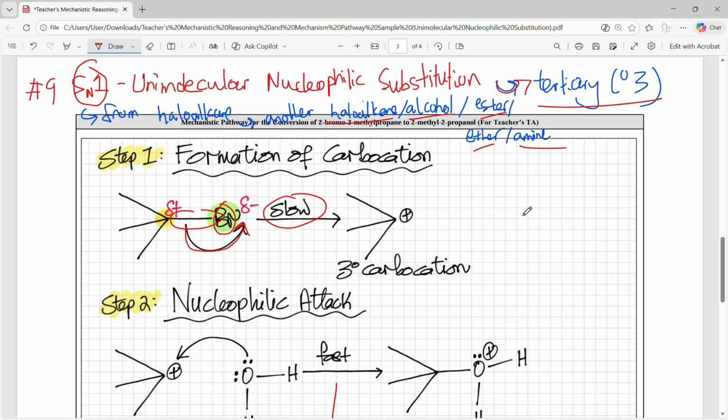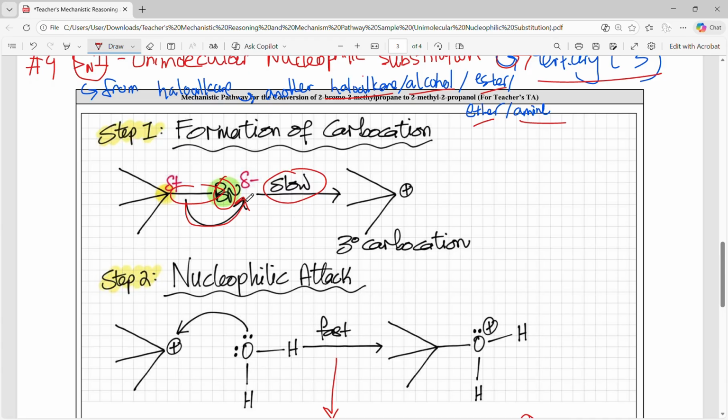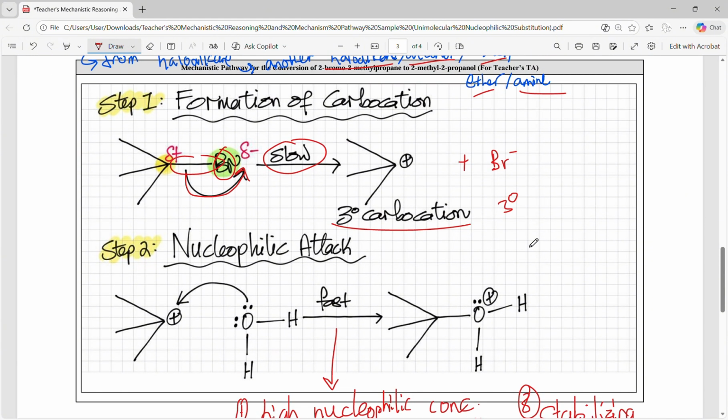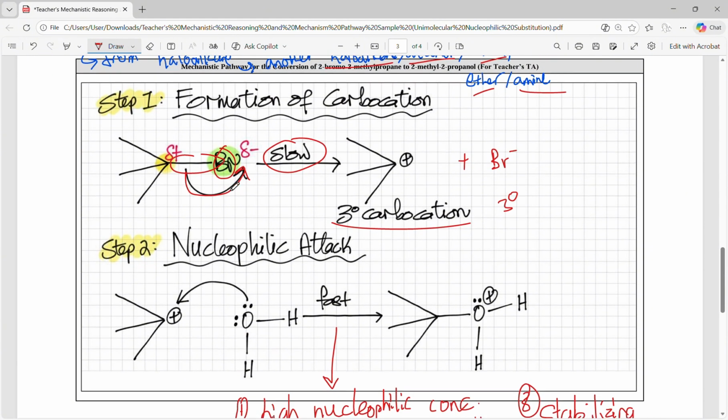And as the bromine atom leaves the substrate, a tertiary carbocation is formed, and also a bromide ion. And this formed tertiary carbocation is stabilized by the neighboring methyl groups through hyperconjugation, which increases the stability of the carbocation. And this stabilization is why tertiary carbocations are favored in SN1 reactions.